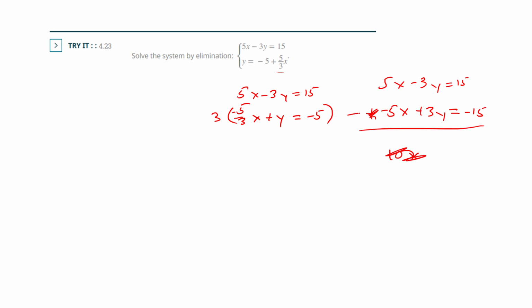Now here's the point. If I do my big addition, everything on the left is going to drop out and everything on the right is going to drop out, and actually it's 0 equals 0 again. So this is infinite solutions again. These are the same line.